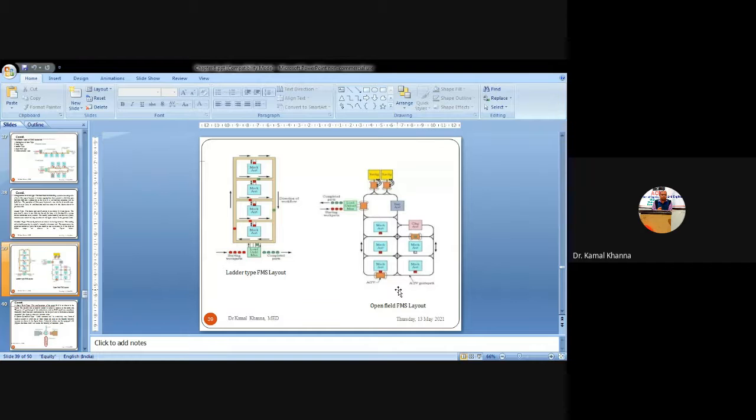Whereas in the case of the ladder type FMS layout, the direction of load flow is always vertical, from upward to downward. Whereas in the case of the open type FMS layout, we have the advantage of arranging the machines as per the requirement of the operations to be performed on the workpieces.